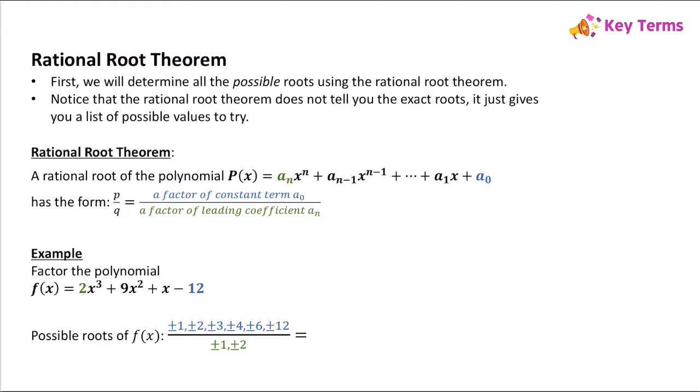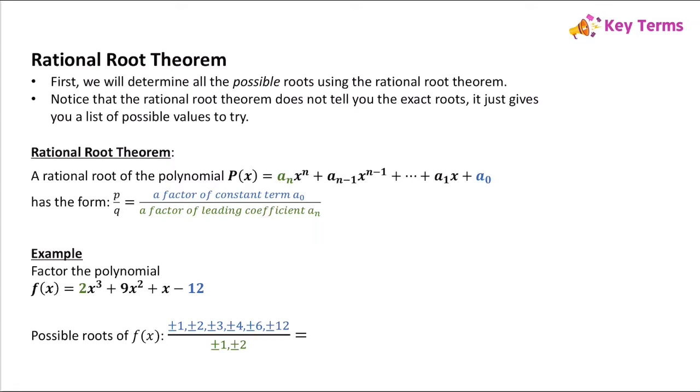First of all, you're going to make sure that your polynomial is in standard form. Once it's in standard form, you're going to look at the constant term and the coefficient of the leading term. So what you're going to do is you're going to set up a fraction. In this fraction, in the numerator, you're going to write all the factors of the constant term. In the denominator, you're going to write all the factors of the leading coefficient.